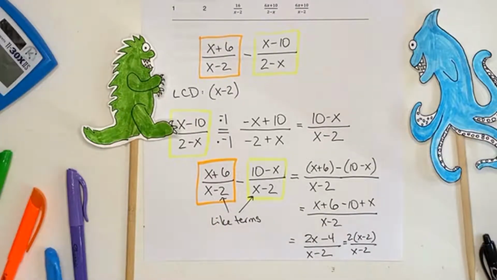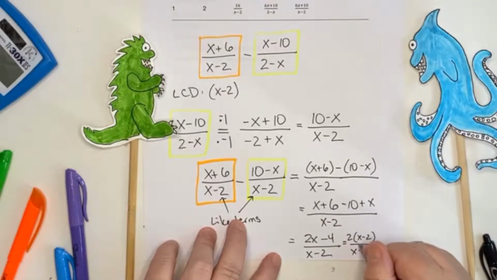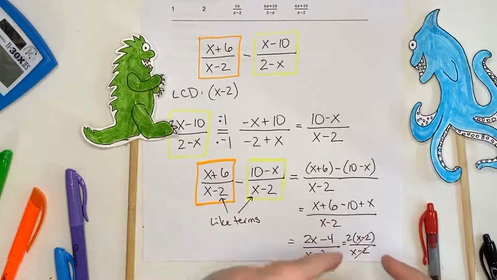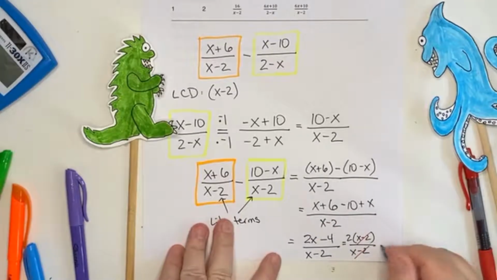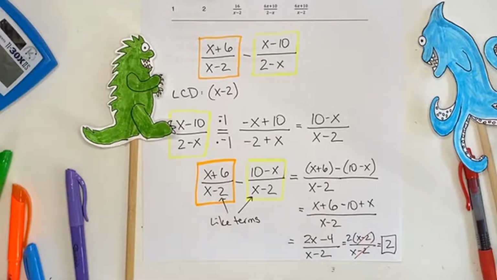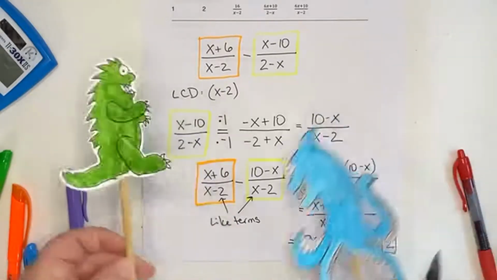And then, and I find this one very satisfying, we're going to cancel the x minus 2's. We totally explode. Pew, pew, pew, pew, pew. And the fraction is gone, and all we have left is the 2. We have saved the universe from fractions.